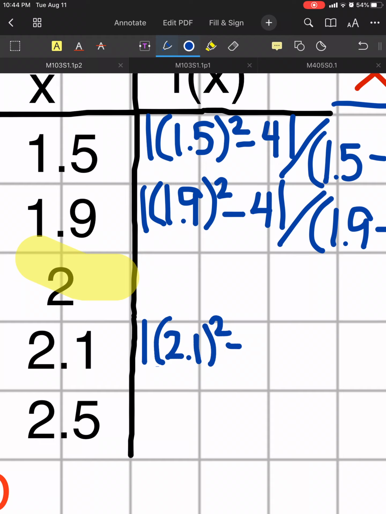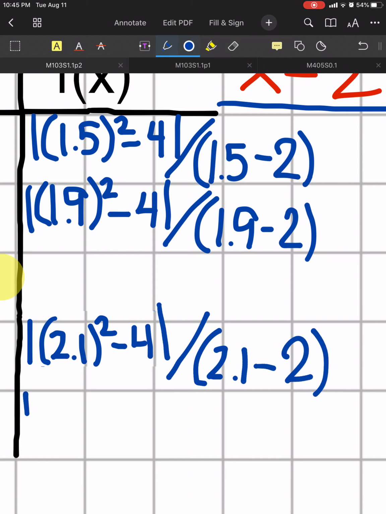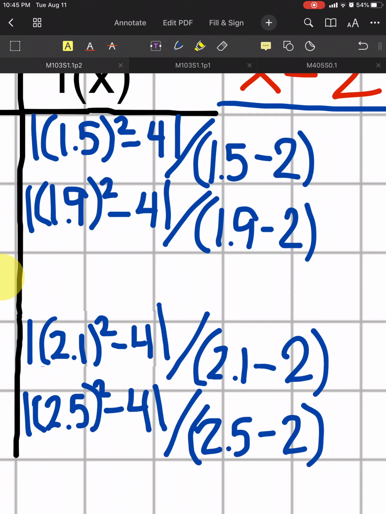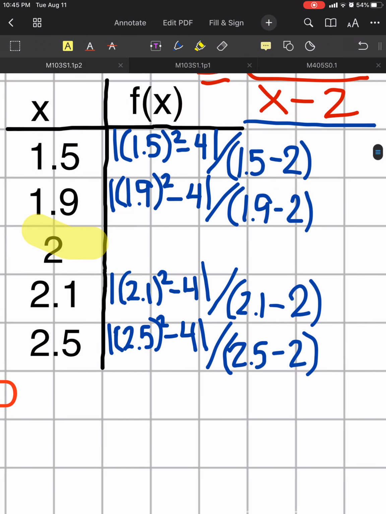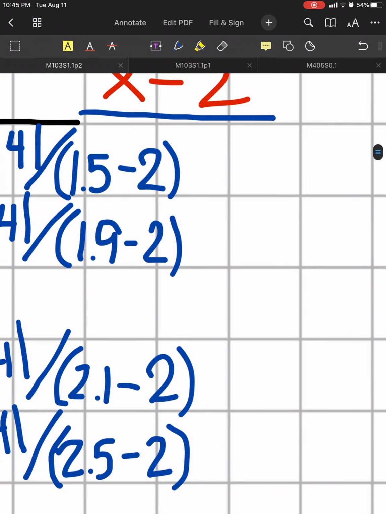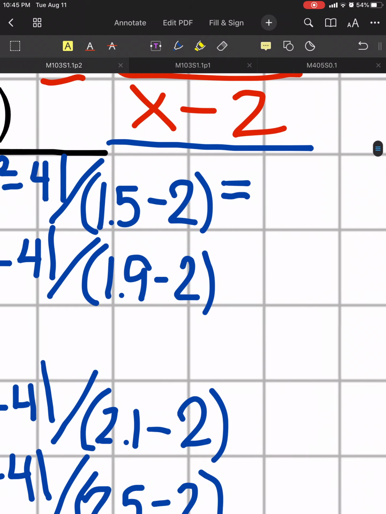squared minus 4 divided by 2.1 minus 2, and down here we have 2.5 squared minus 4 over 2.5 minus 2. Okay, so we can work these out. These are much easier to do on a calculator than by hand. I'll try and do at least the top one by hand. I should know what these other ones are because I know what they should work out to be given the graph. So, but let's take a look.